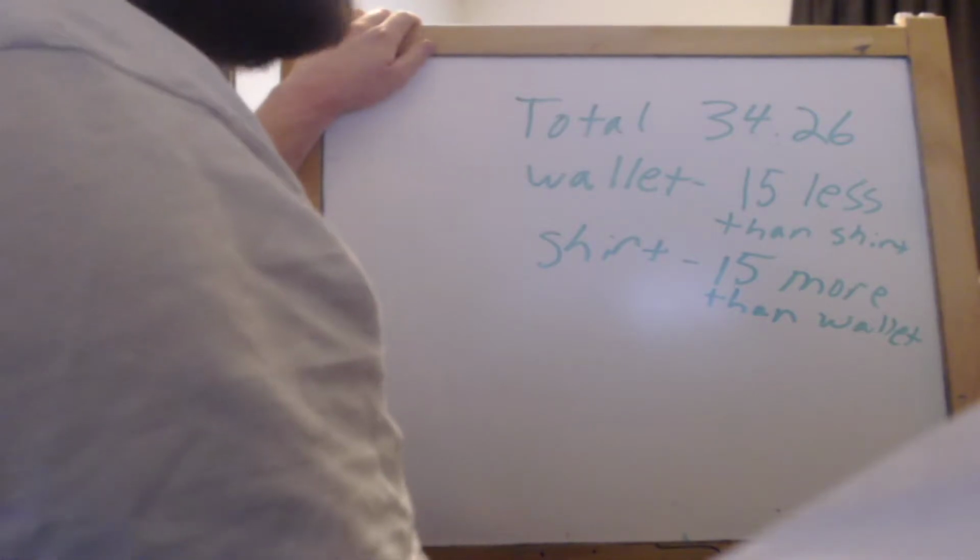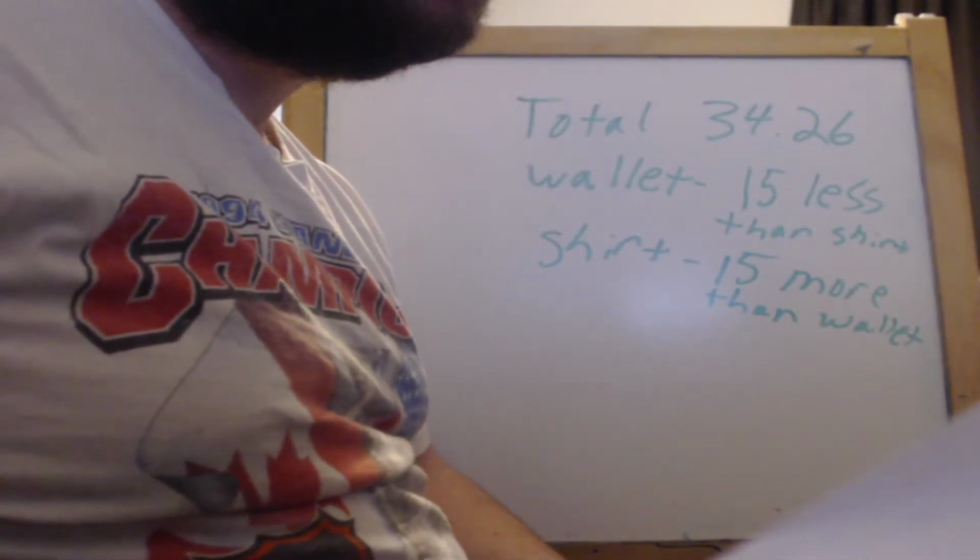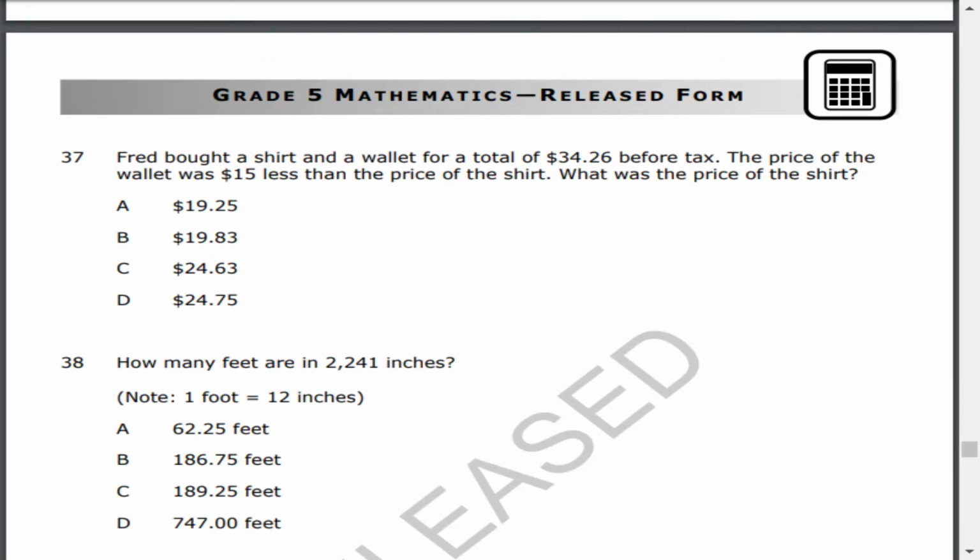Okay, so I can tell you a couple of ways to do this. One is actually just looking at the answer choices and doing trial and error, right? If the shirt is $15 more, with each of these answer choices, you could literally just subtract 15 from it, add that with the answer choice, and see if it adds up to the total, 34.26. So that would be a very good method to do this.